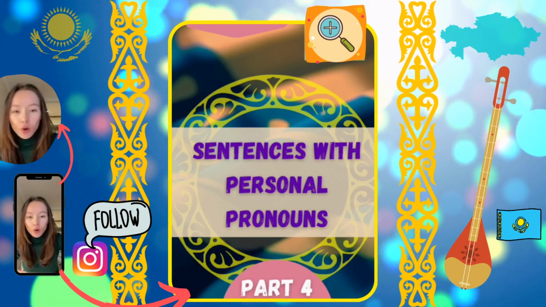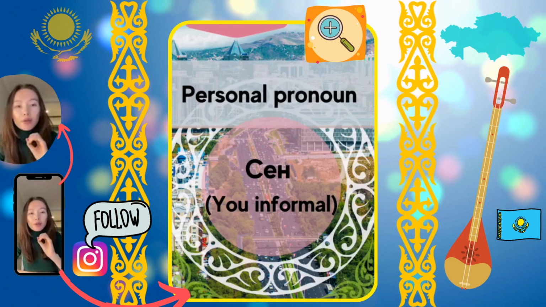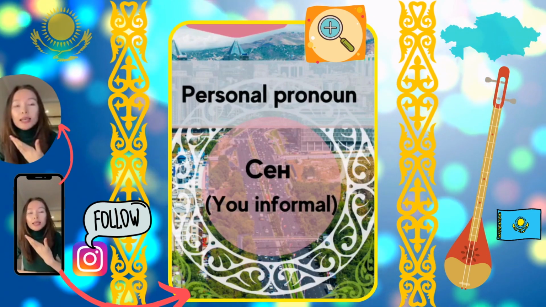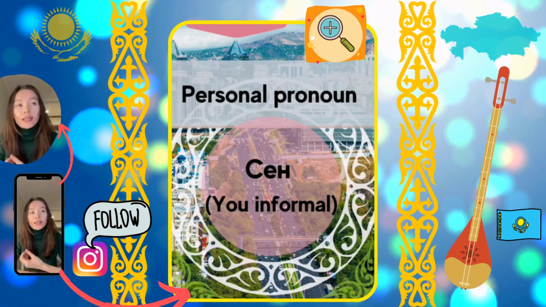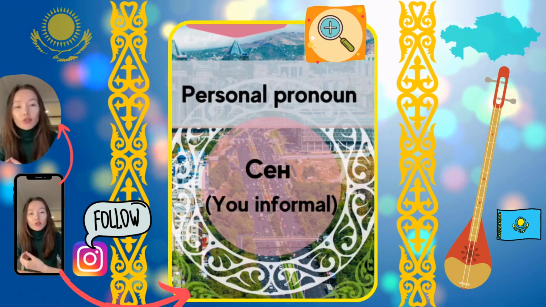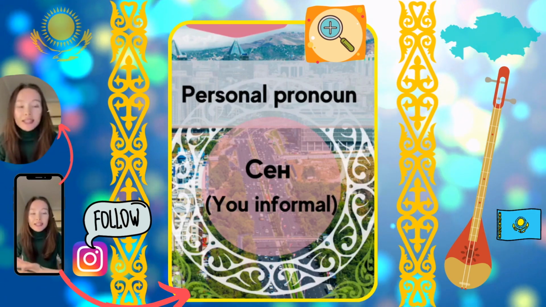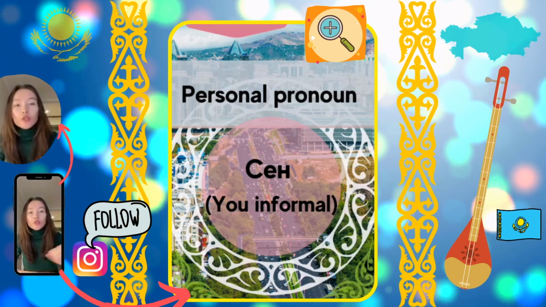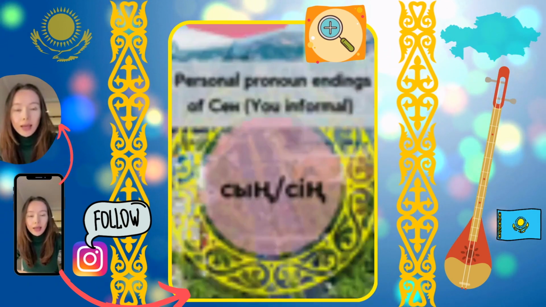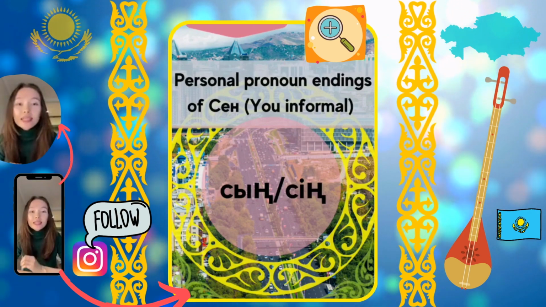Probably most of you know that in Kazakh language we have two kinds of personal pronouns. To say you in Kazakh language you can use the informal way or the formal way. Formal way siz, informal way sen. Today I will talk about the informal way sen in Kazakh language. Informal way sen has two kinds of personal pronoun endings, sың and сің.